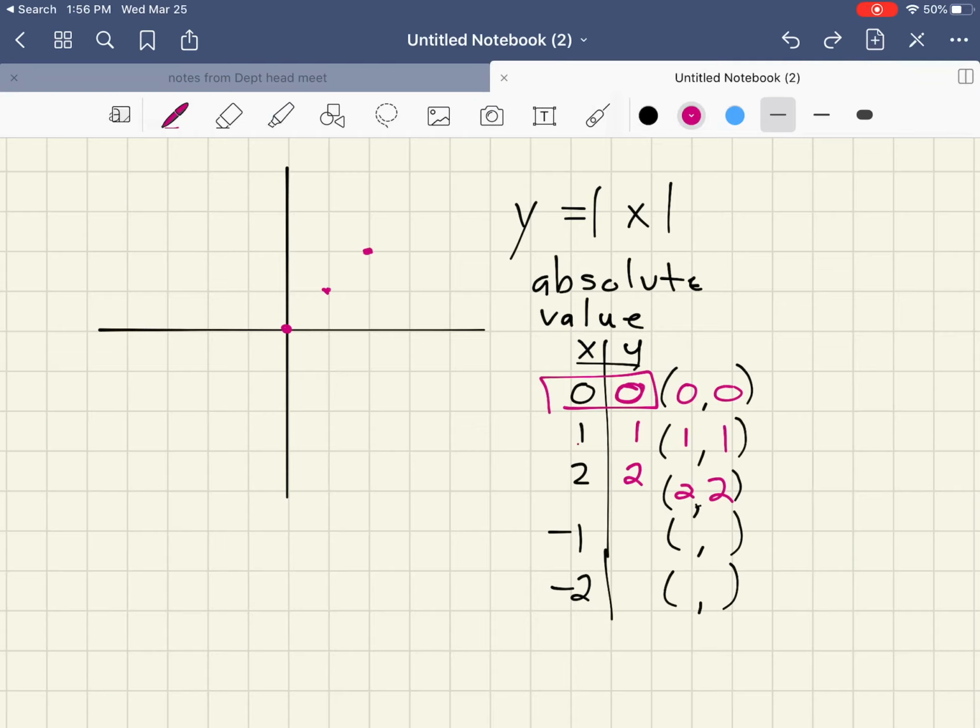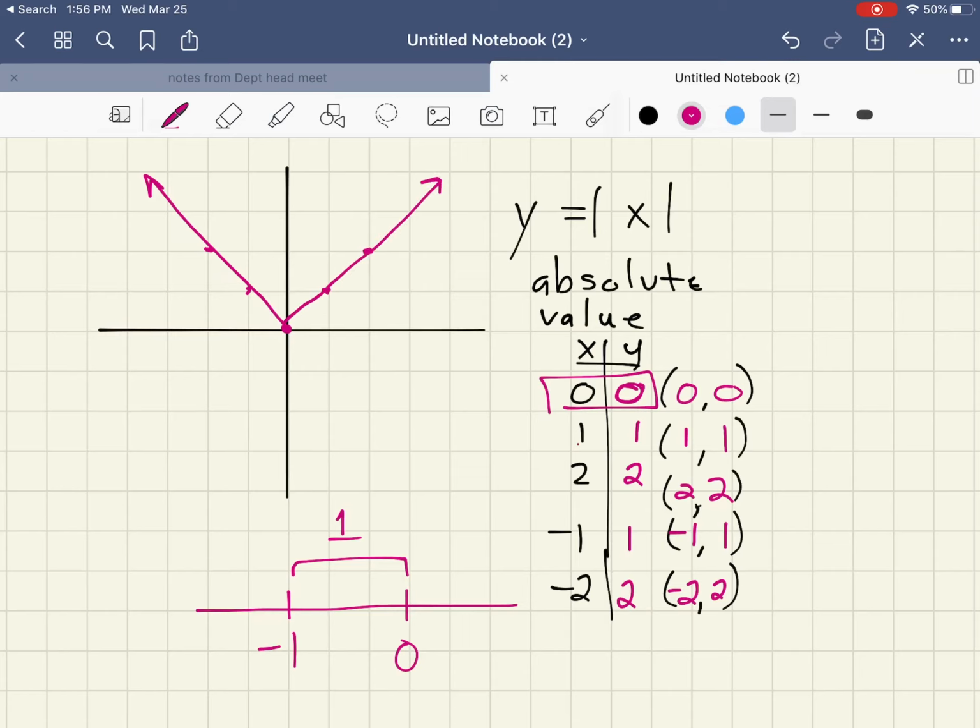Because the second I plug in -1, thinking about this on a number line, here's 0, here's -1. How far is that? It has a distance of 1. So -1 gives me 1, and -2 gives me 2. So what happens is I don't end up getting any negative numbers. So I have kind of a partial linear function on each side, and it ends up looking like a V, and that would be the absolute value of x.